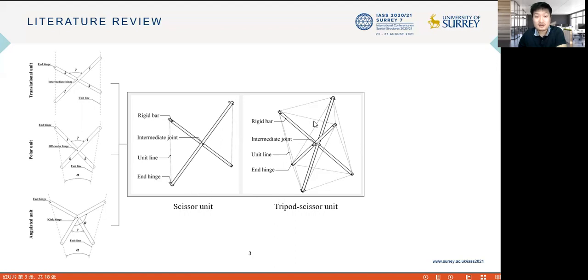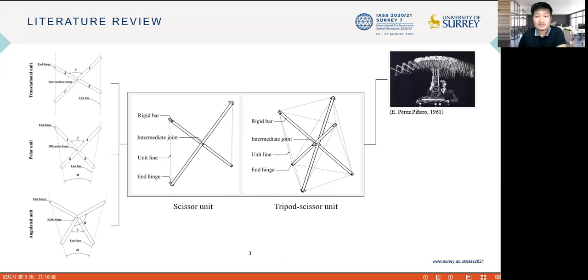On the right side is another type of unit which has 3 members that are connected at the center. It was named as tripod-scissor unit in this study to distinguish from the traditional planar units. Actually, the tripod-scissor unit is the initial prototype of scissor-like element, which was designed by a Spanish architect Piñero in the 1960s. However, planar scissor units were much more popular in the research and practice because the design and analysis of tripod-scissor units are very complicated.